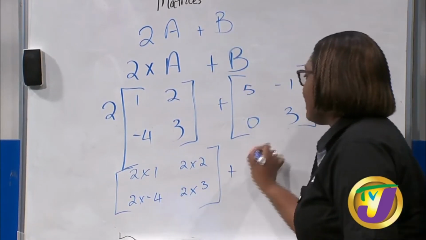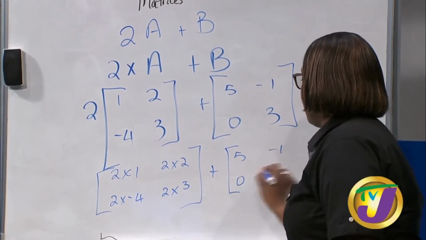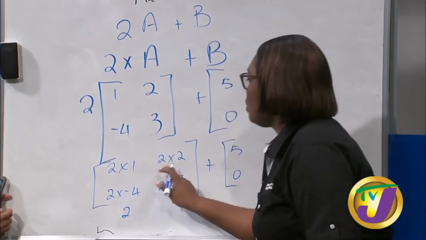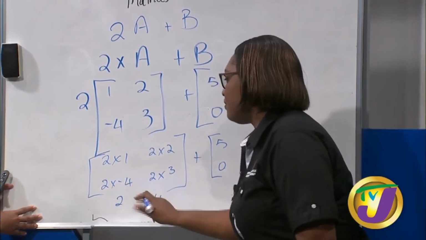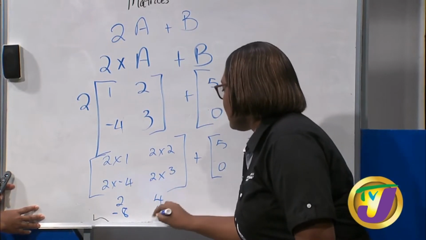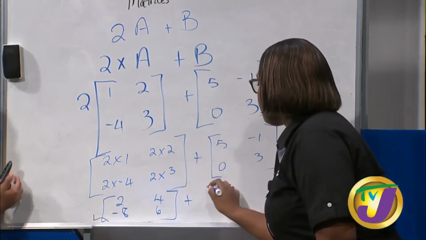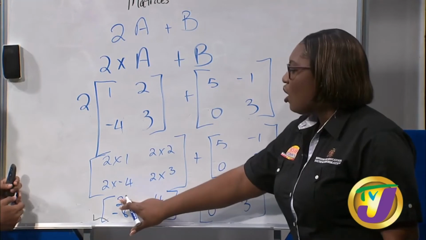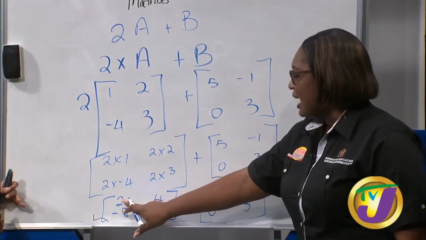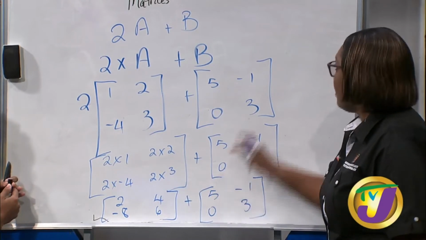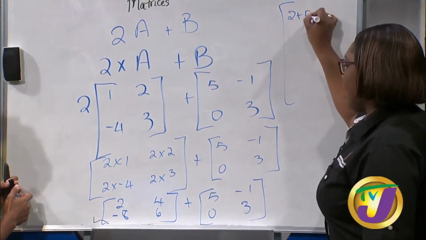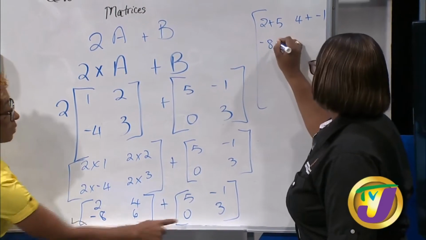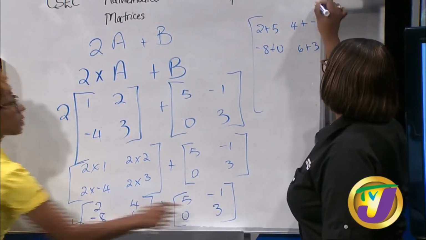And then we're adding that to our matrix B. So let's do a little bit of simplification. 2 times 1 will give us 2, 2 times 2, 4, 2 times negative 4, negative 8, 2 times 3, 6, and we're adding corresponding elements in our matrix B. And that simply means that our first entry in matrix A is going to be added to the first entry in matrix B. So that's going to be 2 plus 5, 4 plus negative 1, negative 8 plus 0, and 6 plus 3.